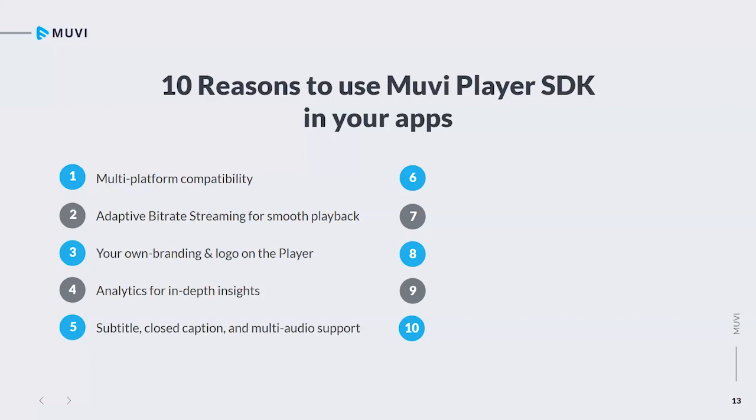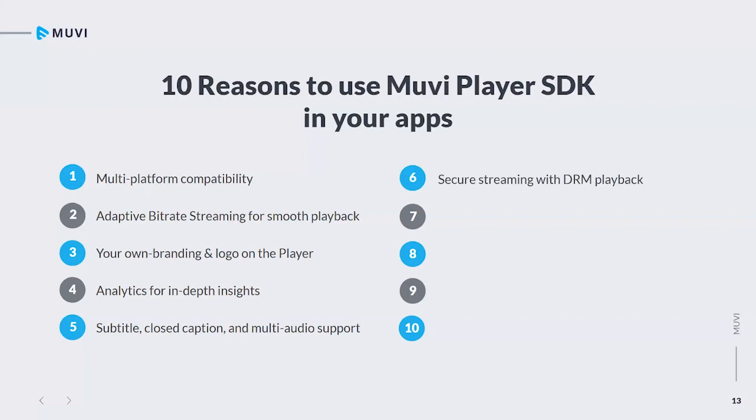And then with Movie Player SDK, you can add subtitles, closed captions, and you can add multiple audios for multi-audio. For example, if you have a movie or something that you want to provide in different languages, you can do that with Movie Player SDK. So all these things are supported out of the box.